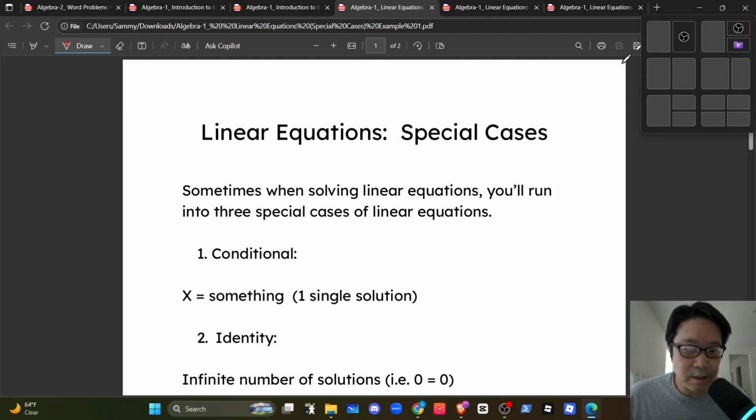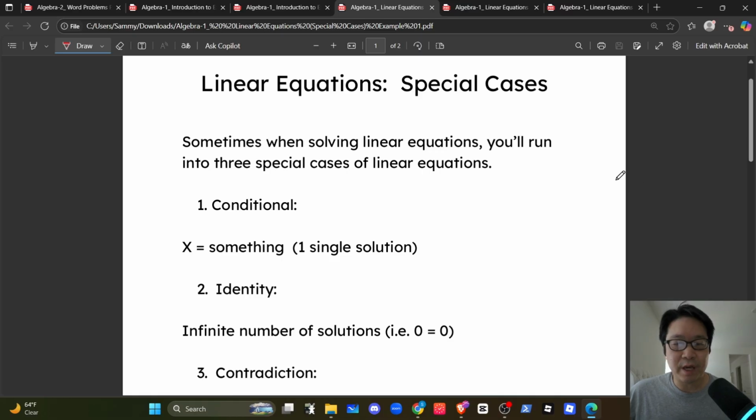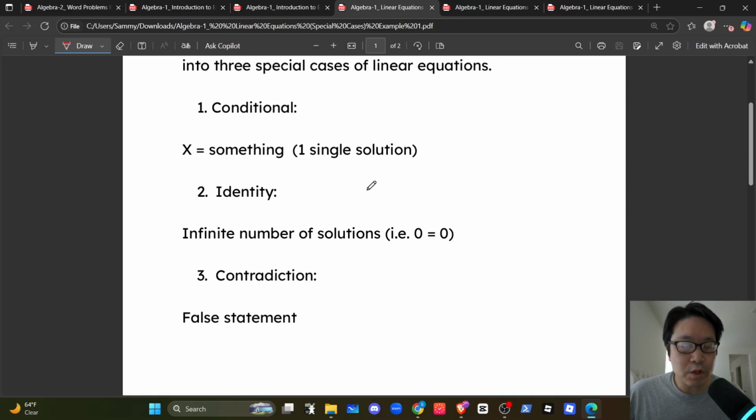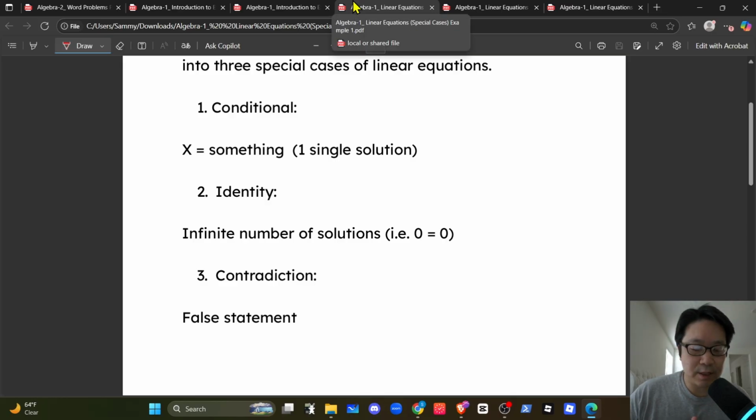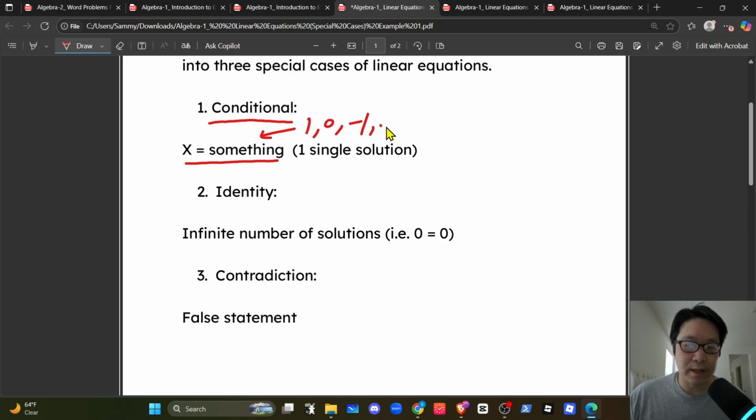Hi. In this one, we're going to be going over special cases of linear equations. Now, sometimes when solving linear equations, you'll run into three special cases. The first one, this would be the normal case, is the conditional. Okay, this is called conditional. And this is when you get a situation where you have x equals something. In other words, a single solution. And that something will usually be a real number, like 1, 0, -1, etc.